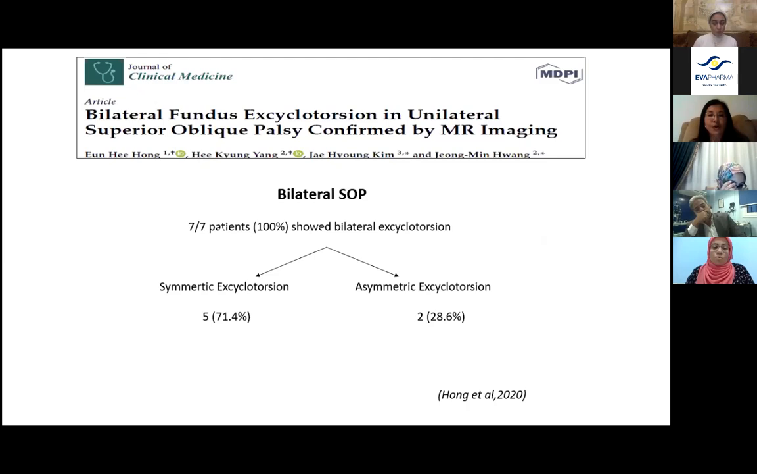They also looked at bilateral superior oblique palsy cases. They had seven, and bilateral excyclotorsion was present in 100% of these cases. Again, 71.5% of these cases showed bilateral symmetric excyclotorsion, and only 28.6% showed asymmetric excyclotorsion. So there was no difference really in the pattern between the unilateral superior oblique palsy cases and bilateral superior oblique palsy cases in the symmetry or asymmetry of the excyclotorsion.